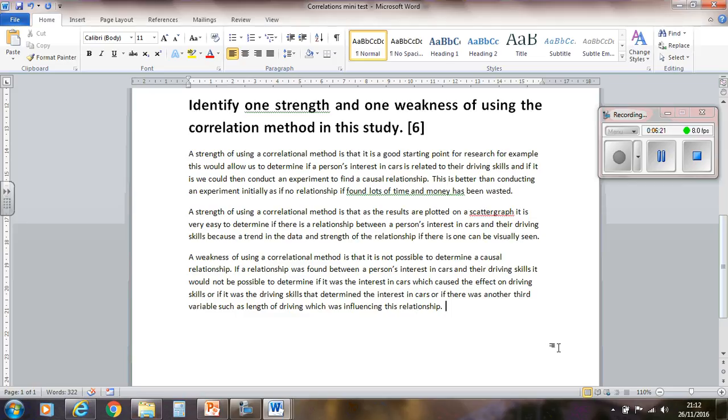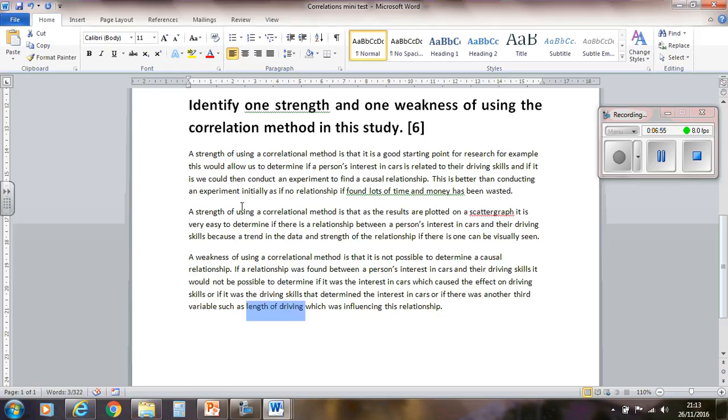That one there, what I've done is I've combined the two weaknesses that you're given. So I've combined the third variable problem and the fact that you can't establish causality. I've said a weakness is it's not possible to determine causal relationship. That's 1 mark. If a relationship was found between a person interested in cars and their driving skills, that's context, that's another mark. It would not be possible to determine if it was the interest which caused the effect on the driving, or it was the other one, or if there was another third variable. All that explanation gets you another mark, and the fact that I've mentioned length of driving as another example of context in there, that's a full 3 mark answer.